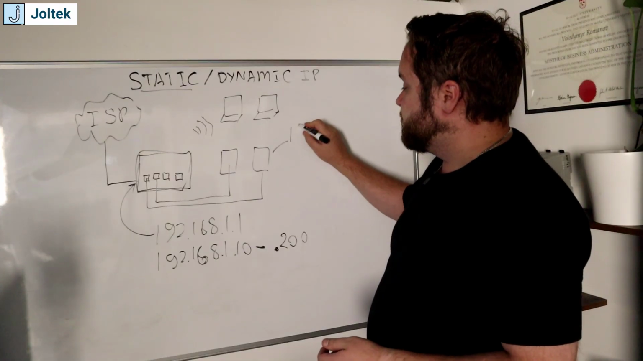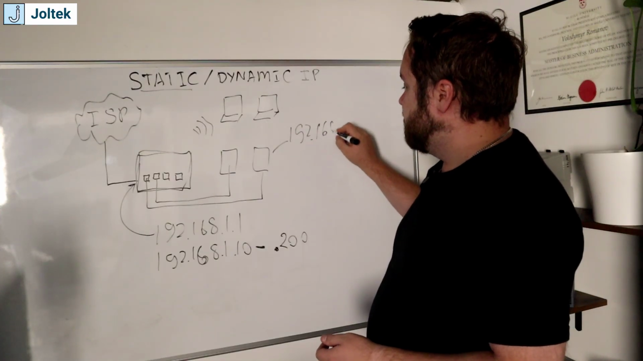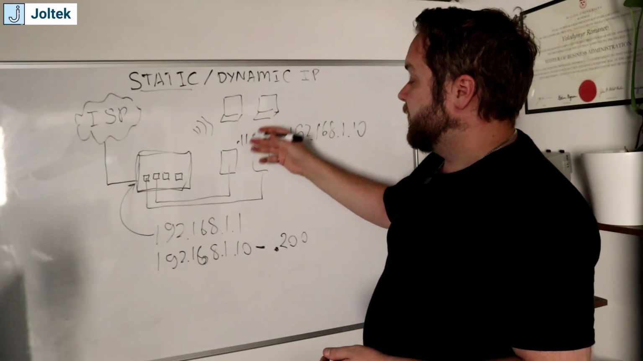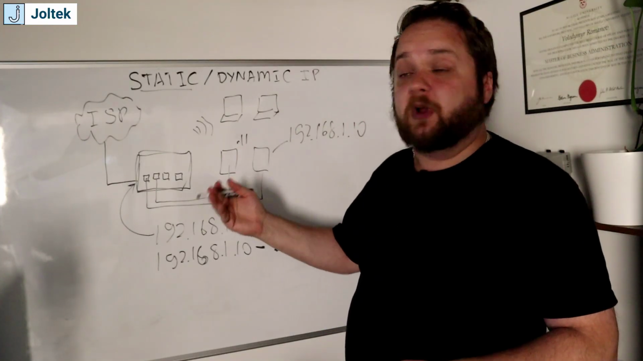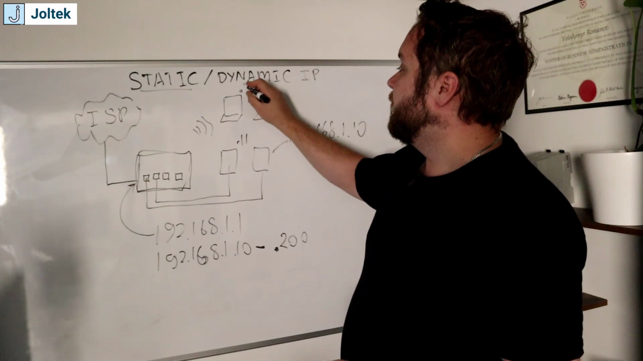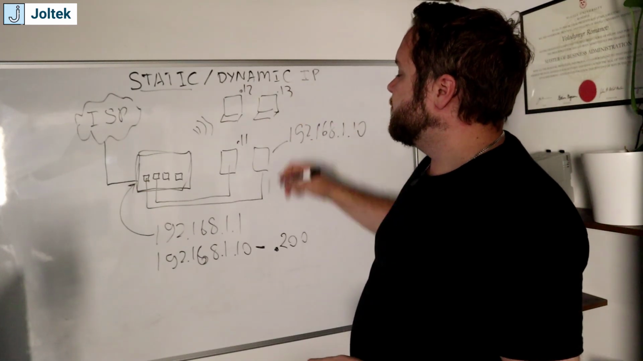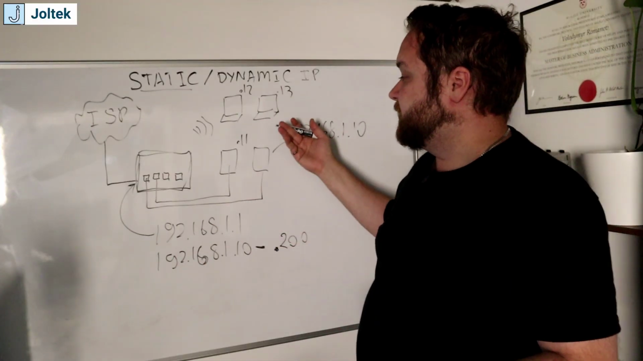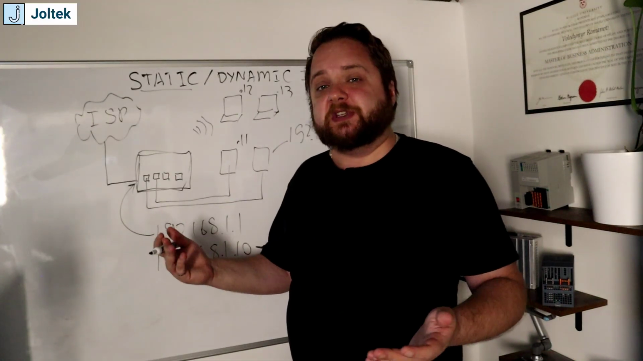So for example, this is going to be 192.168.1.10. This one is going to be .11, and I'm only showing the last octet. This is going to be .12, .13, and they are assigned at random. I'm just going to illustrate them in a sequential order, but you will see certain devices.